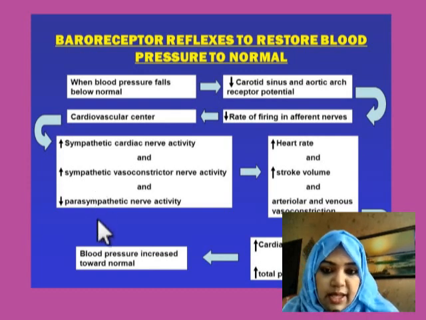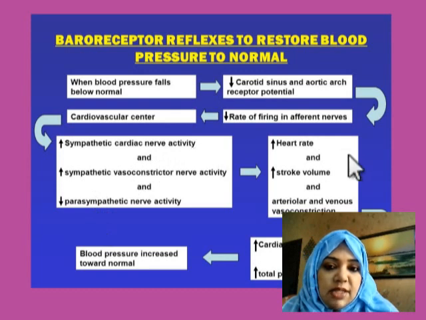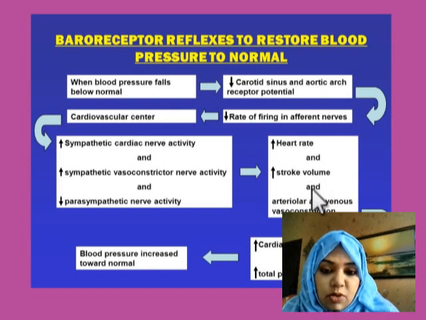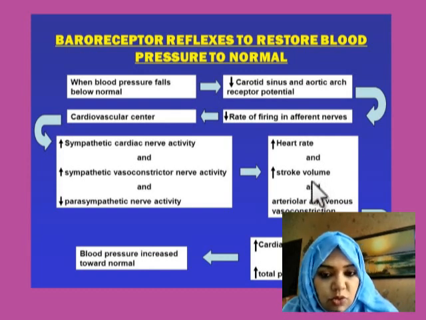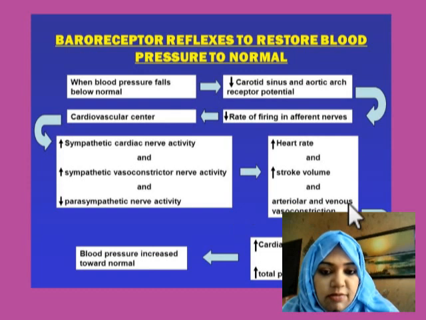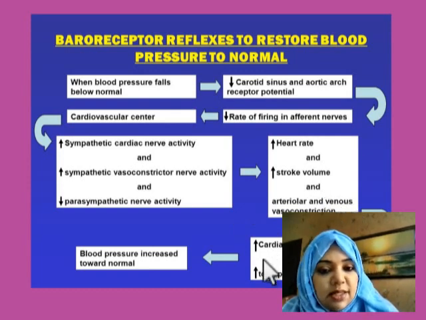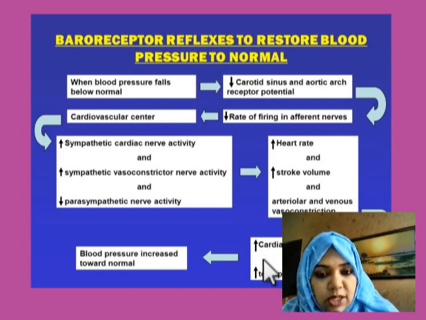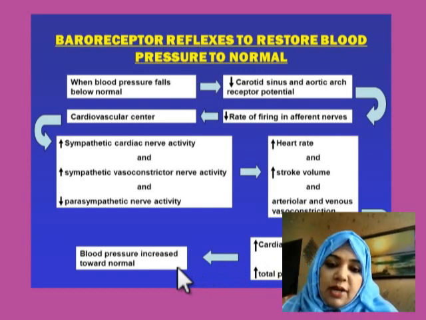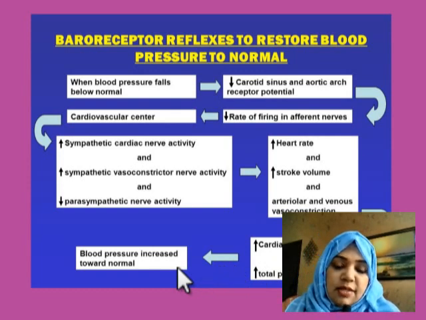the parasympathetic activity. When sympathetic activity is increased, there will be increase in heart rate, increase in force of contraction, that means increase in stroke volume, and decrease in parasympathetic nerve activity. So venous and arteriolar blood vessels, there will be vasoconstriction. Ultimately, there will be increase in cardiac output, increase in total peripheral resistance, and these two will increase our blood pressure towards normal. So baroreceptors, you can see, they affect in both ways.